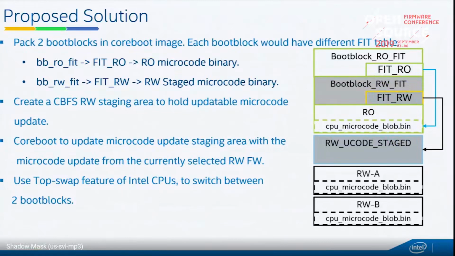This needed us to reserve one of the flash map areas for the RW staging area, so that read write can update the microcode there. The binary gets updated there. And we use the Intel top swap mechanism to switch between the two boot blocks. So if you want to boot from the microcode that is part of your RO region, you pick the boot block which is on the top. And if you want to boot with a boot block that points to your microcode in the RW staging area, you pick the other boot block which is down there. So you use the Intel top swap mechanism to switch between the two boot blocks.